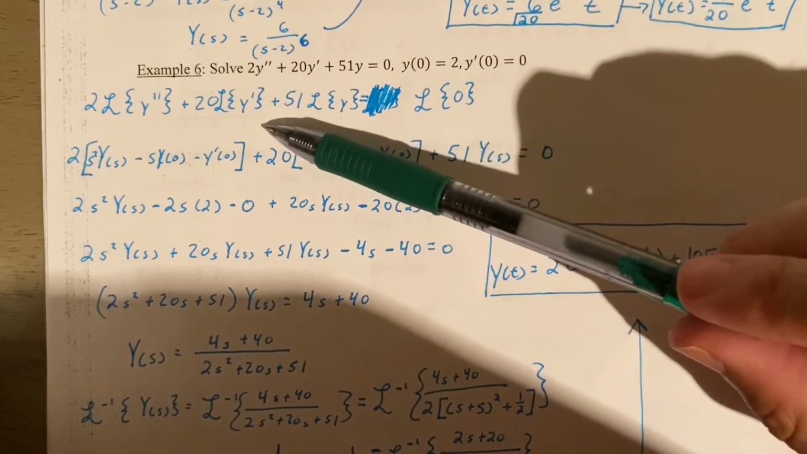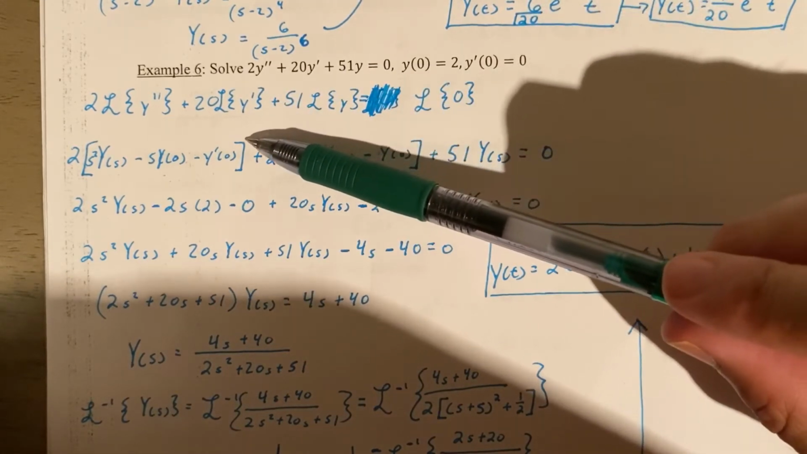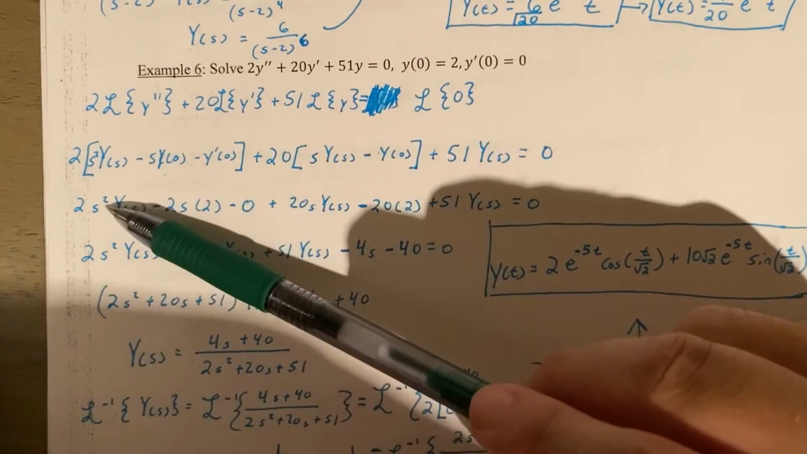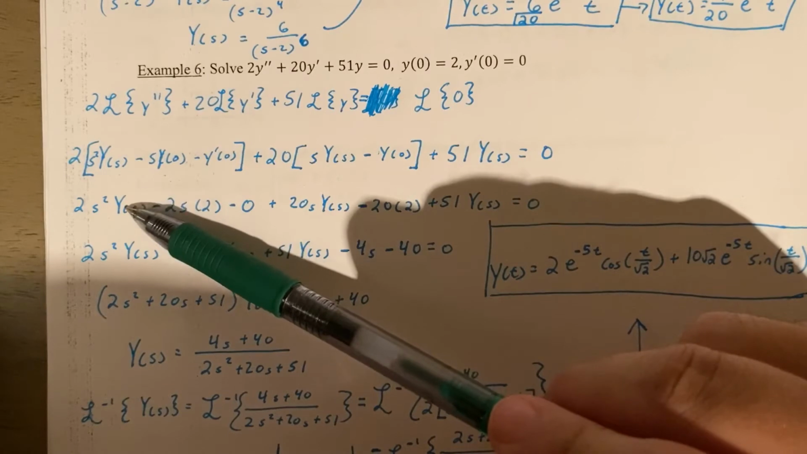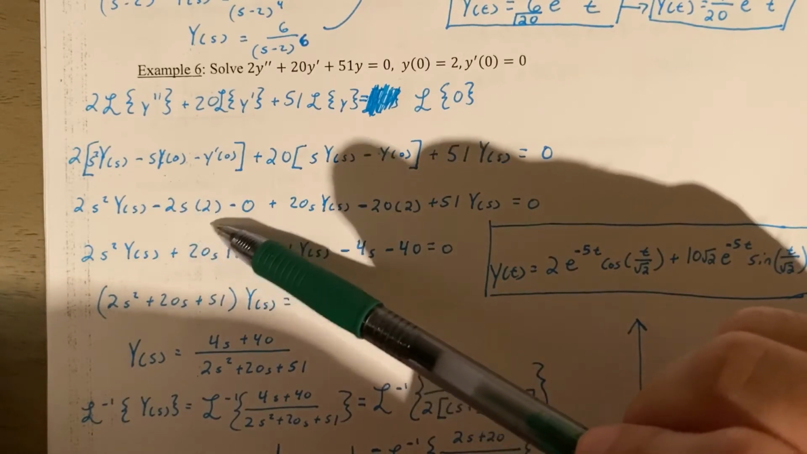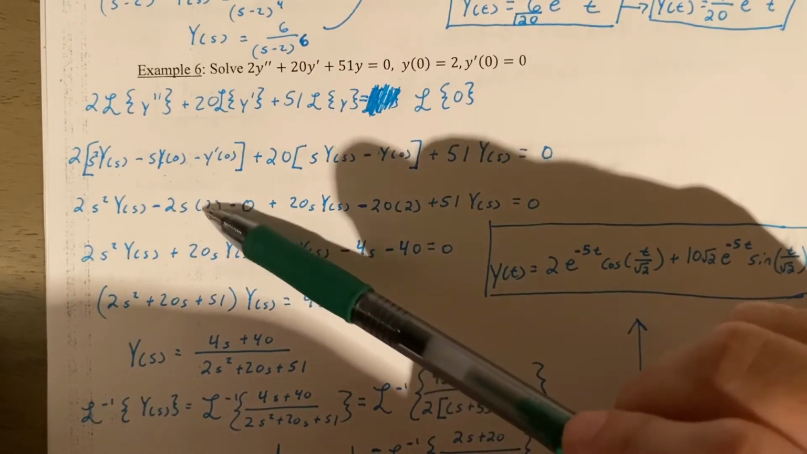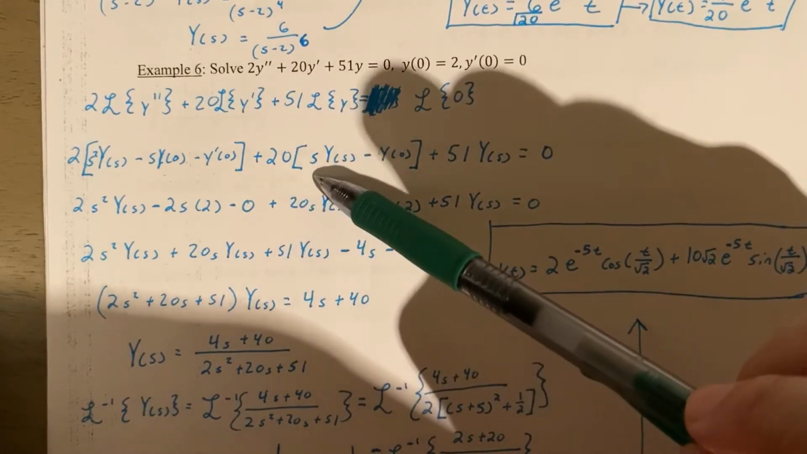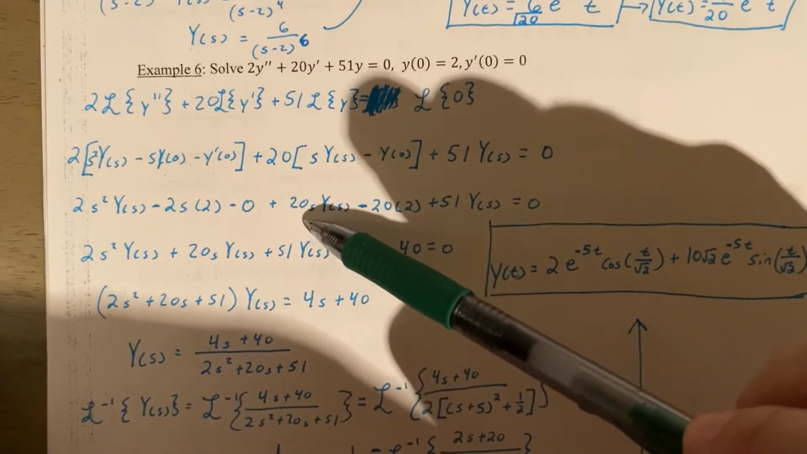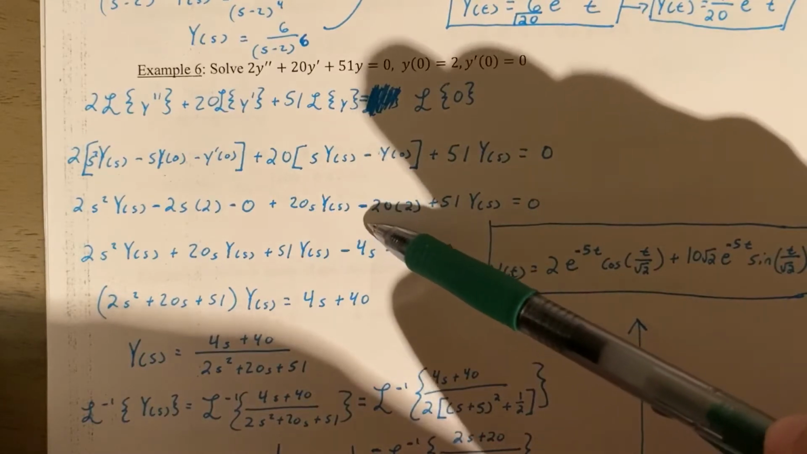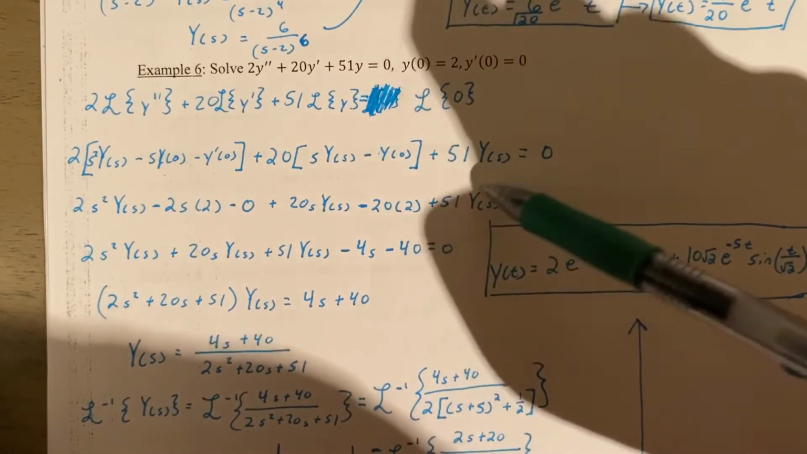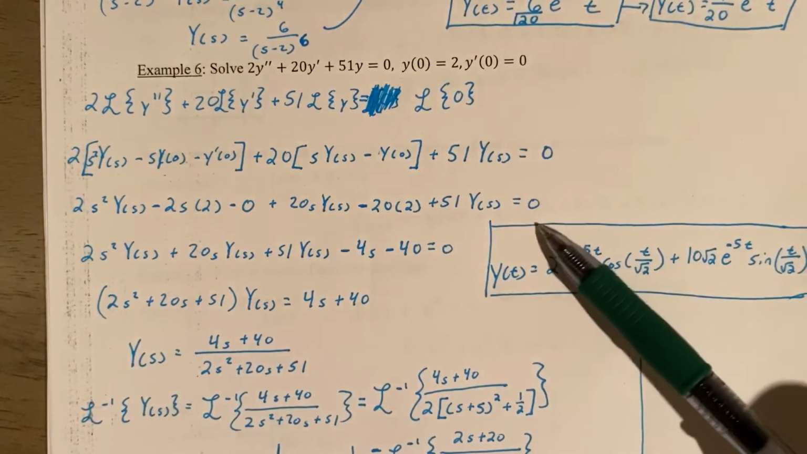When we take the Laplace transformation of the left, we're going to get 2s squared times cap Y of s minus 2s times 2, this 2 comes from the y of 0, minus 0, plus 20 times s cap Y of s minus 20 times what y of 0 was, which is 2, plus 51 times cap Y of s equals 0.